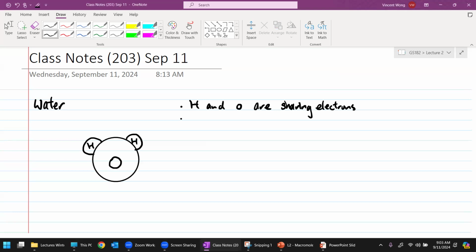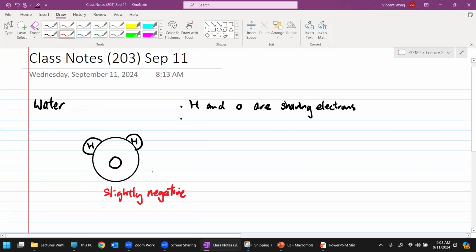Like my kids, I buy them a toy. I'm like, okay, please share. But then my older one is always hogging it, playing with it more of the time, right? And that's kind of the situation here with oxygen and hydrogen. Oxygen is like my older kid. It's hogging the toy, hogging the electron. Even though they're sharing, because of the property of the oxygen atom, it pulls the electron towards itself. And as a result, the oxygen here is slightly negative.